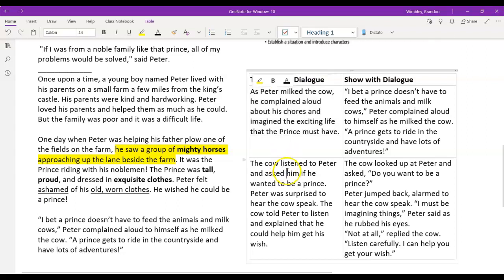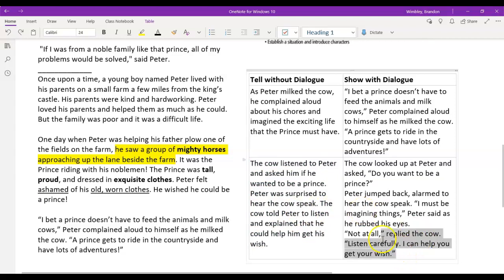So now let's see what it would look like if we just say the cow is talking. So let's look at this one right here. The cow listened to Peter and asked him if he wanted to be a prince. Peter was surprised to hear the cow speak. The cow told Peter to listen and explained that he could get him his wish. Now again, we know the cow is going to be the helper, that the cow has these magical powers, but I really want to hear this cow speak. So what would a cow say if he's talking to someone?